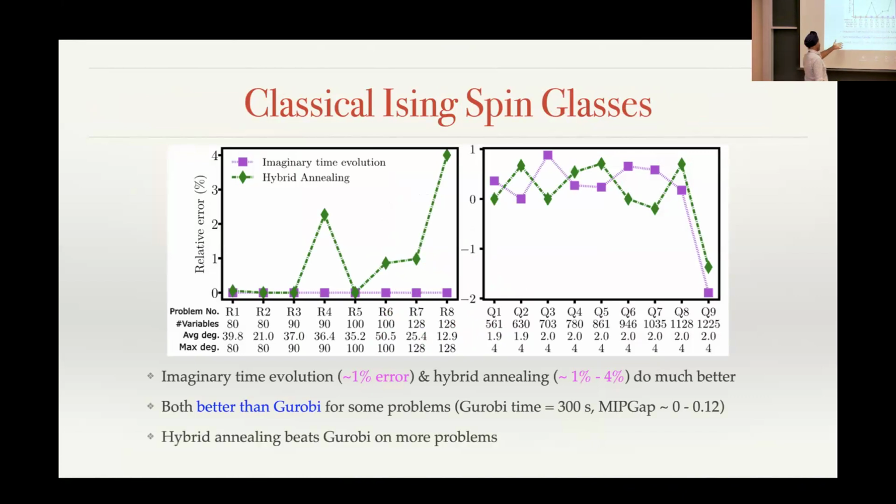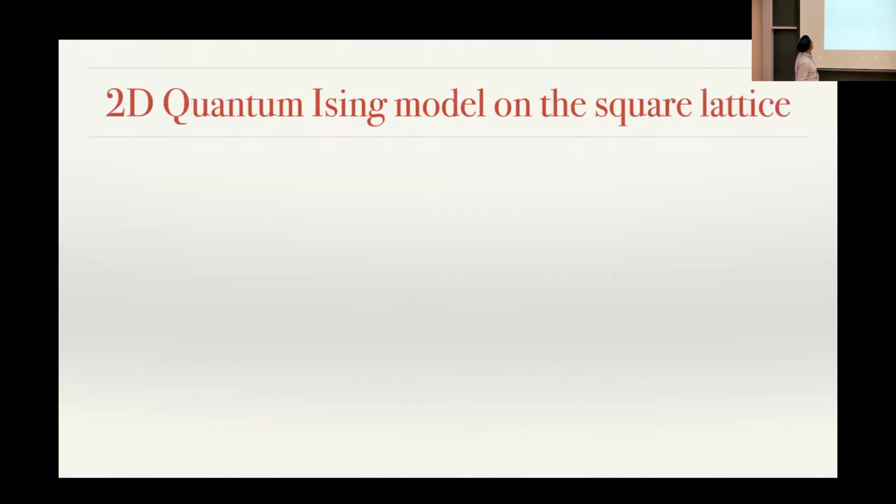And in fact, hybrid annealing, although it overall performs with a larger area, it beat Gurobi on more problems. Okay, so the final thing is we wanted to assess the impact of these edge deletions on a uniform model.